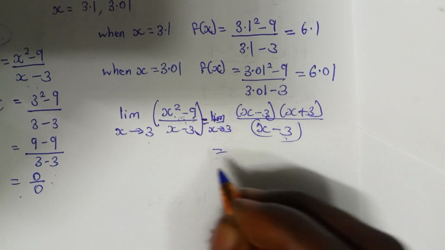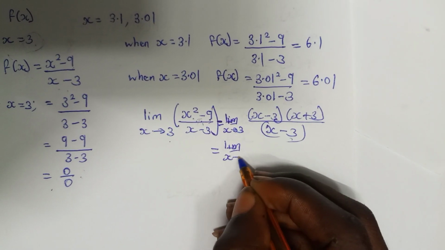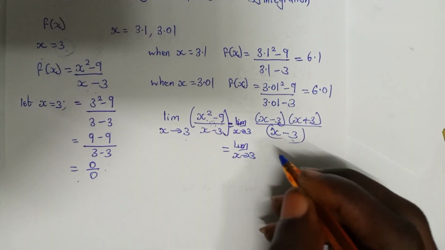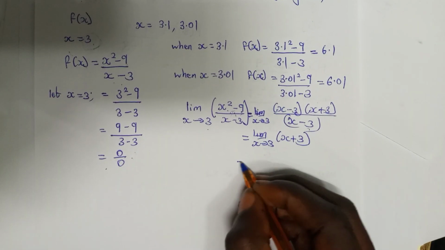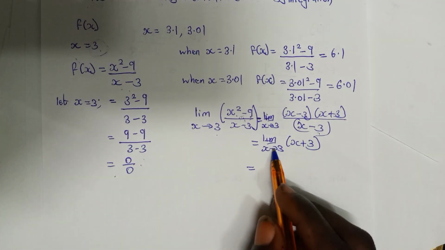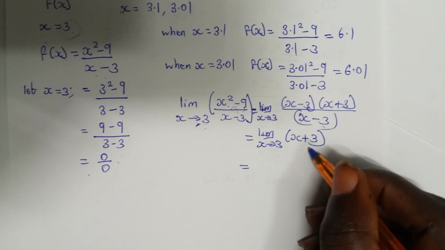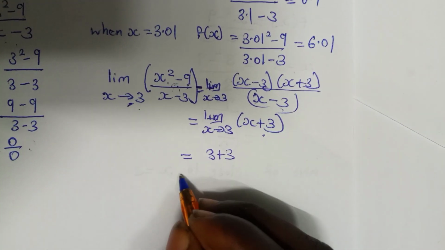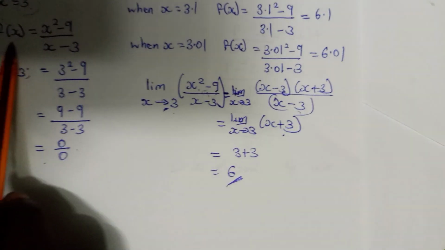We introduce the limit as x approaches 3. X minus 3 cancels x minus 3, left with x plus 3. So for our answer, substituting x, we get 3 plus 3, which is equal to 6. So that's the limit of the function f of x.